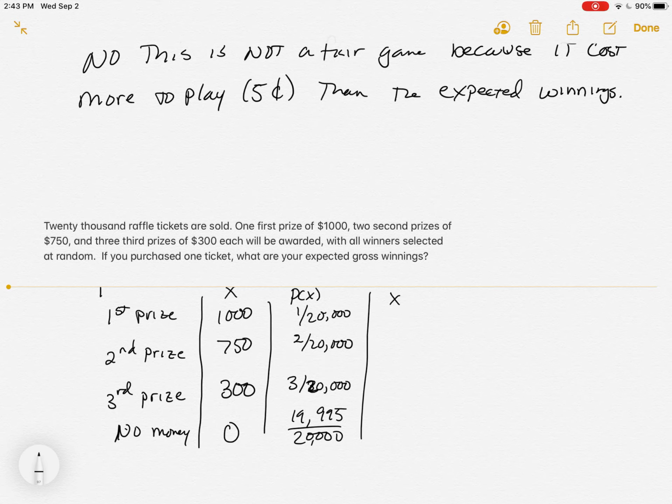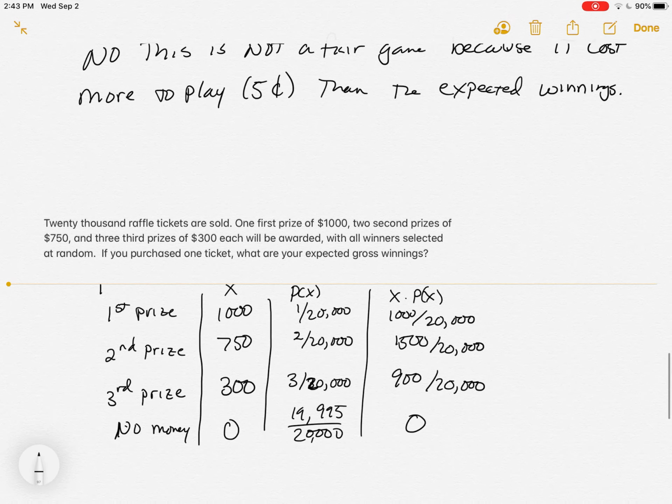And so, how do we find the expected winnings? We just follow the formula. 1,000. I'll keep my same procedure. 1,000 over 20,000. 750 times 2. I don't trust myself doing that, so I'm going to grab my calculator. 1,500 over 20,000. 900 over 20,000, and 0, right?